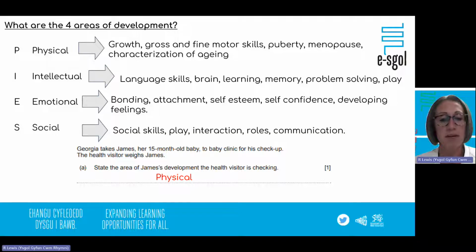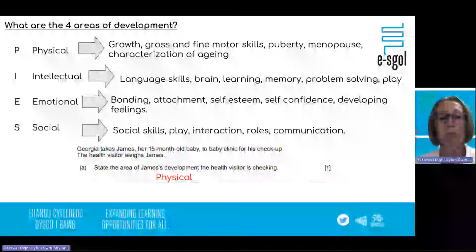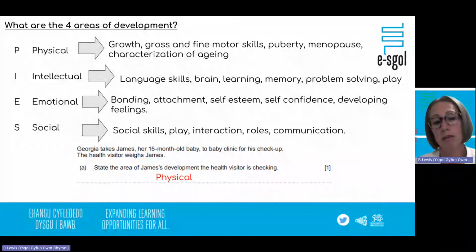In English, I find this very easy for pupils to remember because it's PIES. We have the physical area of development, which is to do with growth, our gross and fine motor skills, which I'll talk about later on today, going through puberty, the menopause, and obviously characteristics of aging. Our I is then our intellectual development: how our language skills improve, how our brain develops, how we learn. Do we have good problem solving skills?